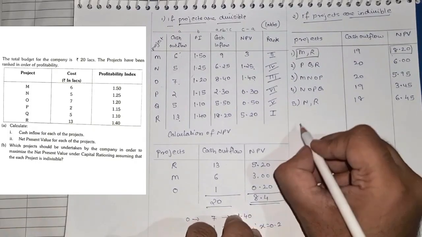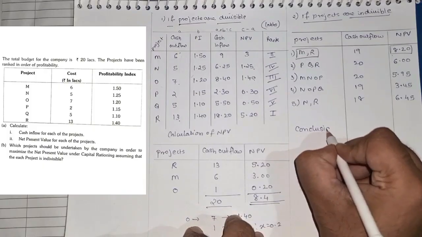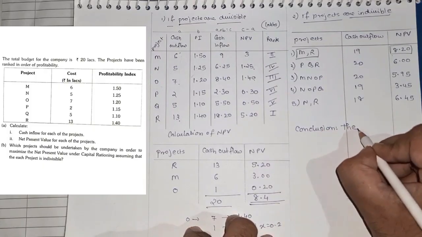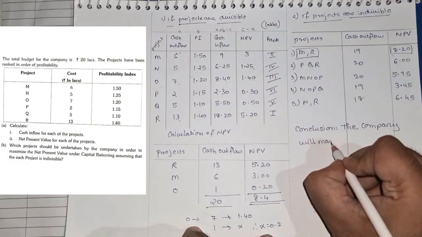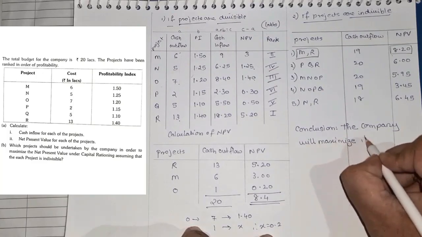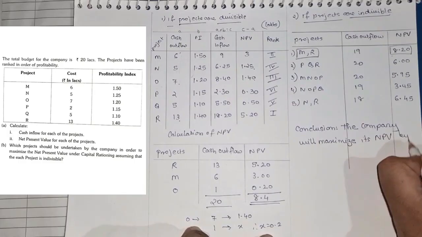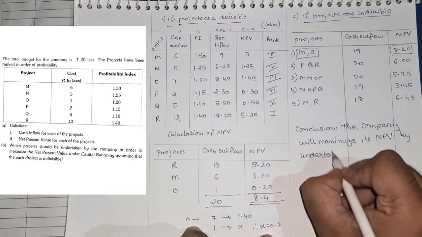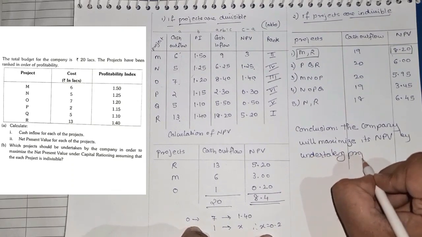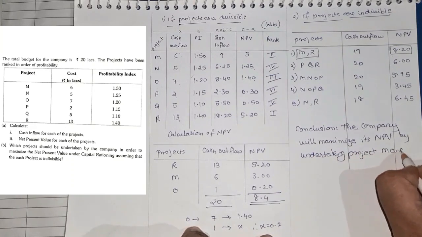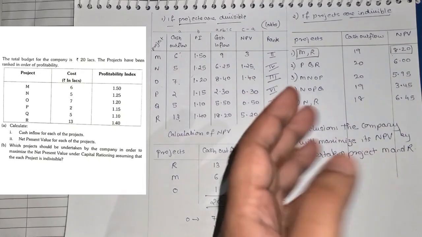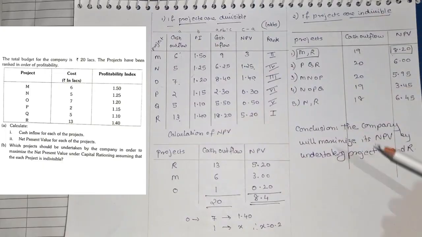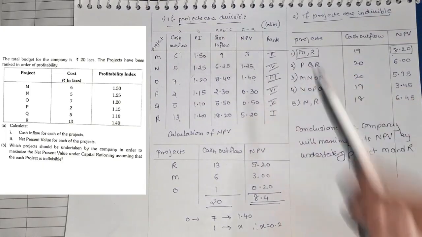So I can give a final conclusion stating that. We can write the final conclusion as: the company will maximize its NPV by undertaking projects M and R when the projects are indivisible. This is how you all have to solve the sum if the projects are divisible and indivisible when the profitability index is given.